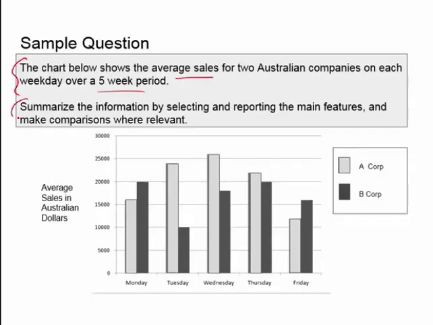Then it gives us below that what we're supposed to do. And this will be basically the same directions on every Task 1. You just need to summarize the information, select and report the main features, and if relevant, make comparisons. It will be relevant to make comparisons between these two companies. So we will do that. All right, so let's talk about each of these sections and how to do well.